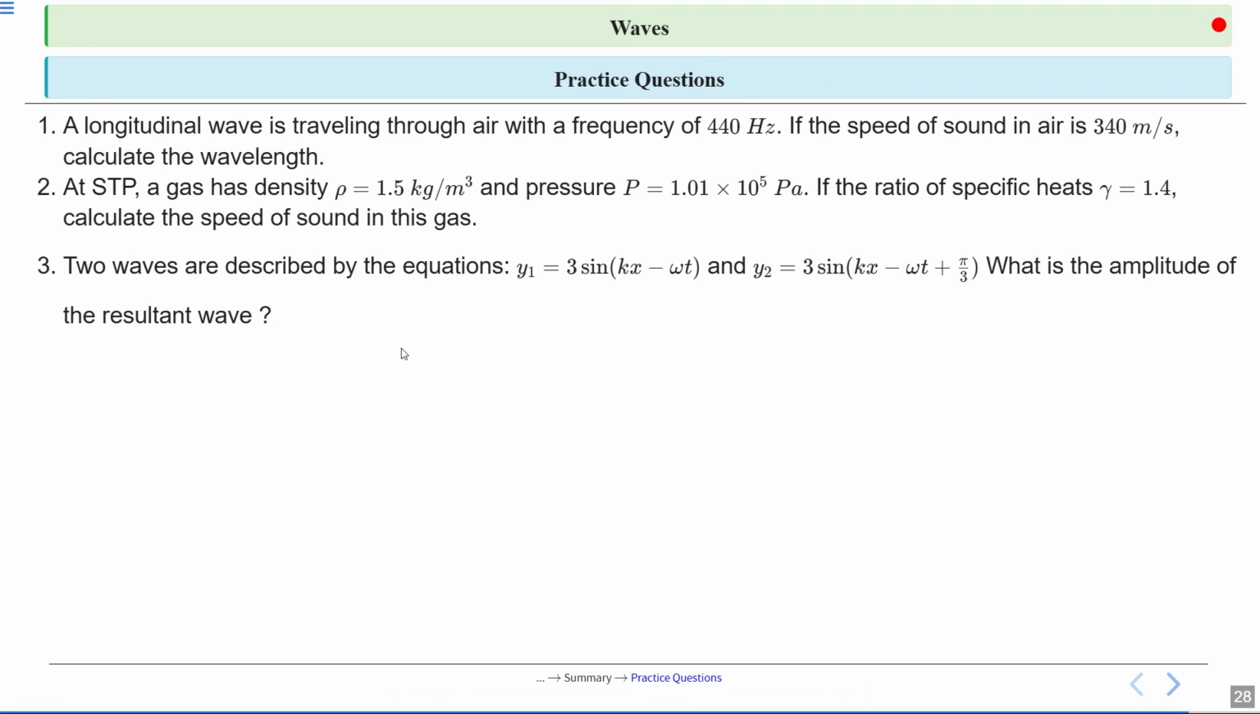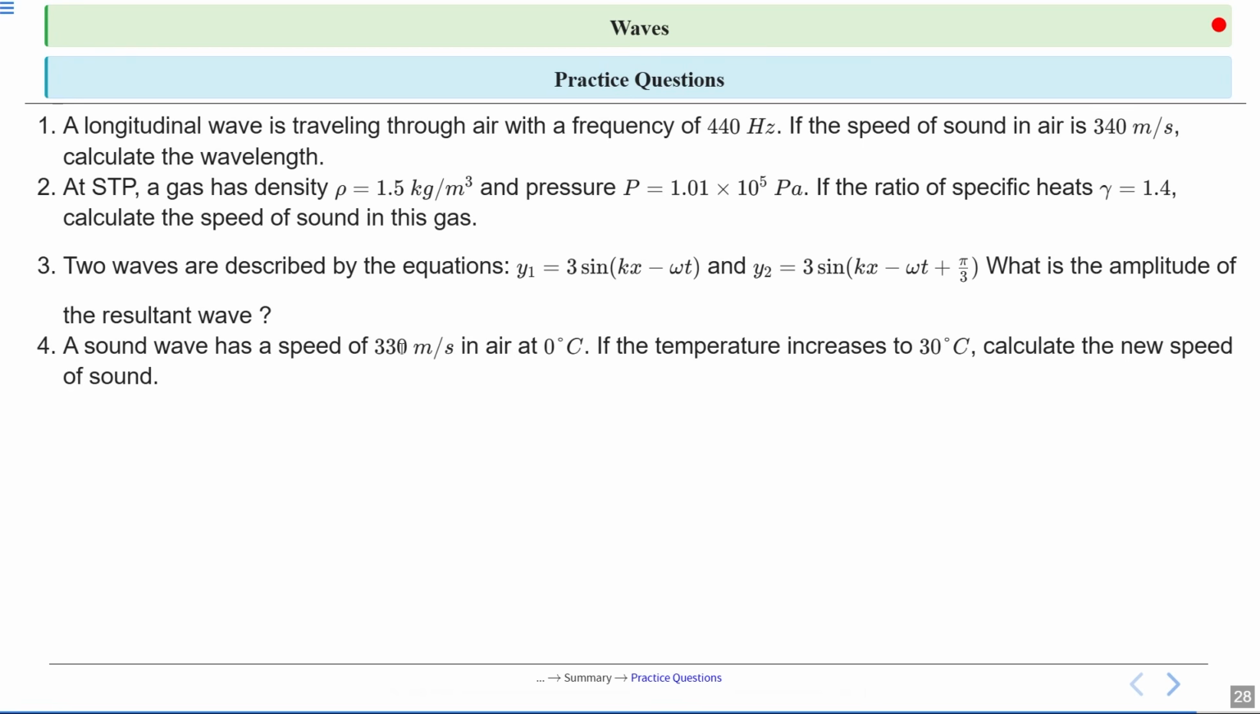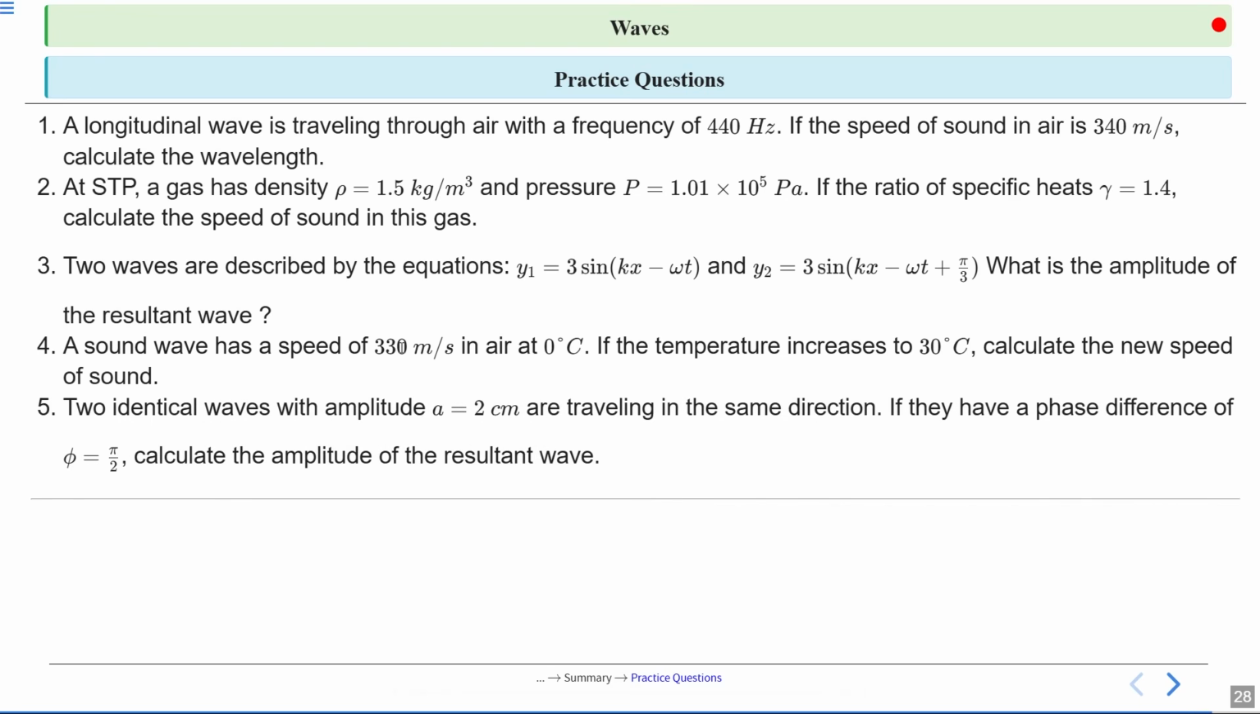Third, two waves are described by the equations y1 is equal to 3 sin (kx minus omega t) and y2 equal to 3 sin (kx minus omega t plus pi by 3). What is the amplitude of the resultant wave? Fourth, a sound wave has a speed of 330 meters per second in air at 0 degrees Celsius. If the temperature increases to 30 degrees Celsius, calculate the new speed of sound. Fifth, two identical waves with amplitude A equal to 2 cm are traveling in the same direction. If they have a phase difference of phi equal to pi by 2, calculate the amplitude of the resultant wave.